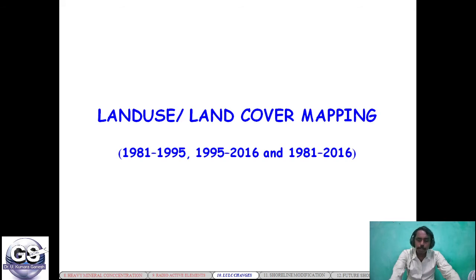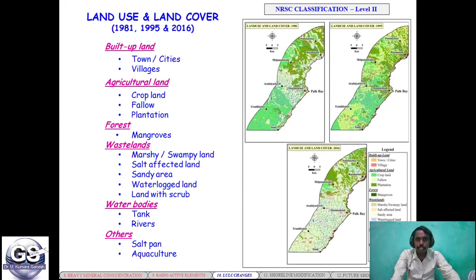Using the temporal data, land use land cover maps were prepared separately for the years 1981, 1995 and 2016. The land use land cover map was prepared with reference to the NRSC classification at level 2. That means all three seasonal land use land cover maps are prepared in the level 2 NRSC classification.